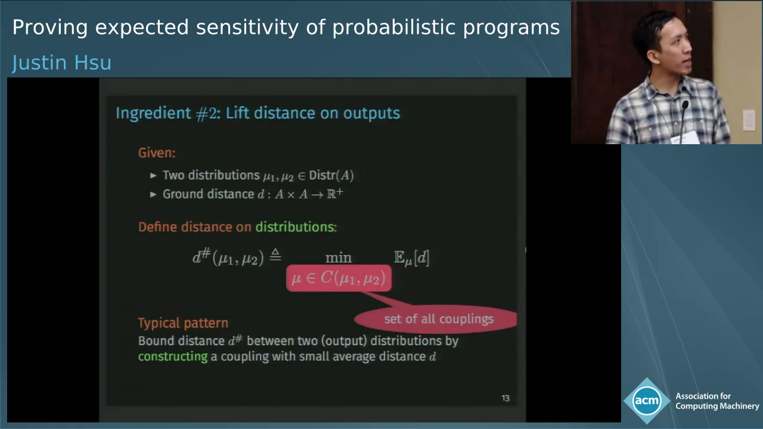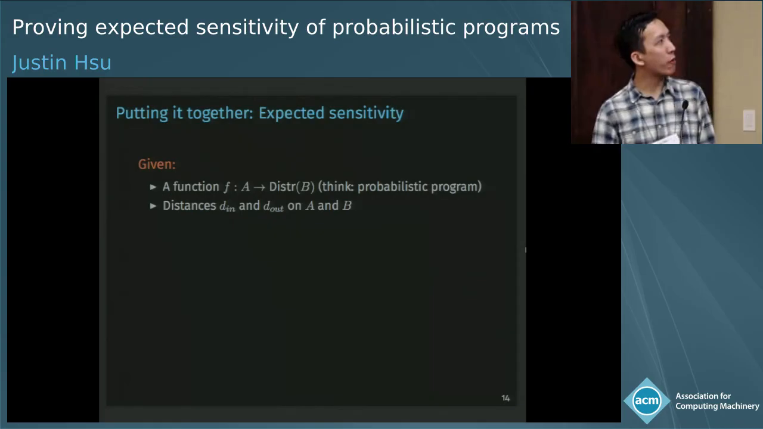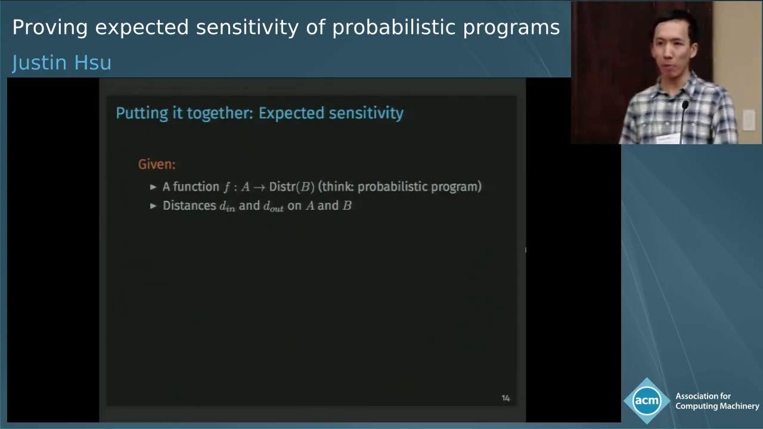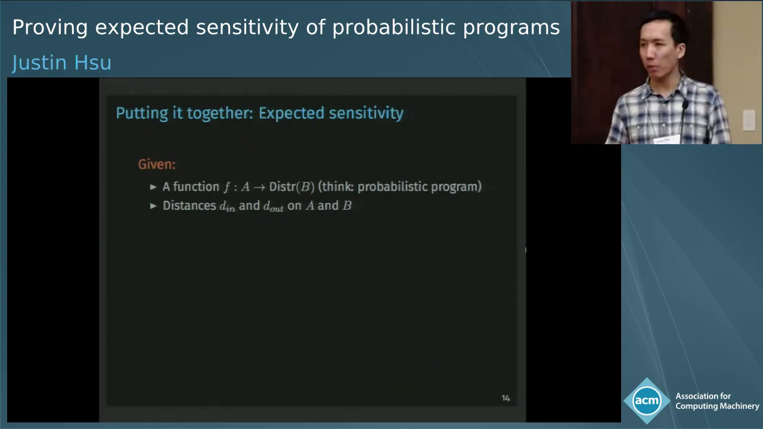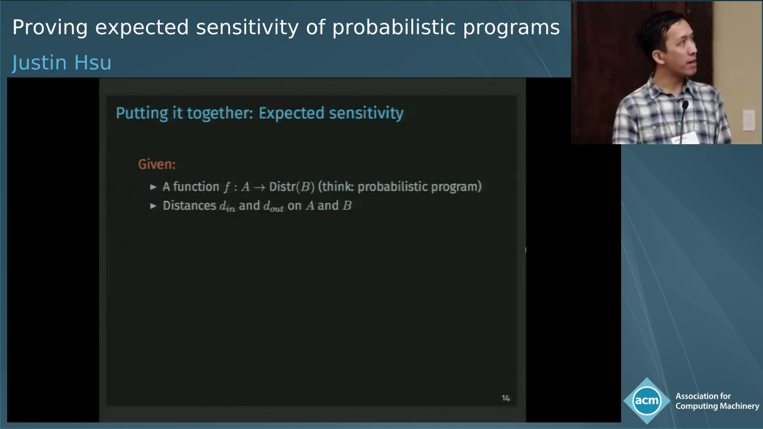And given this definition, we can now define probabilistic sensitivity. So we have a function f from a set A to distribution over B, which we could think about as a probabilistic program or a randomized algorithm. And we're given distances d in and d out over the sets A and B. So both of these distances are again over the ground set. They don't talk about distributions or probabilities.